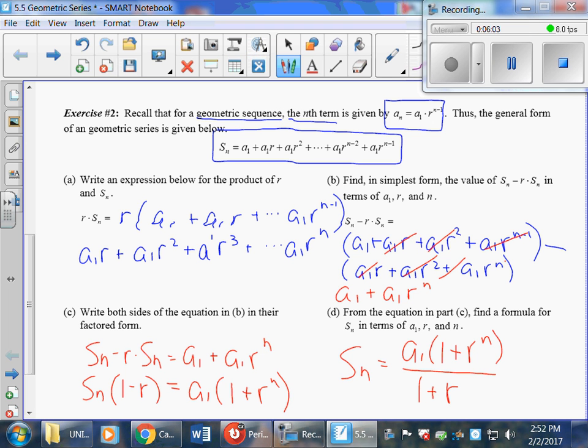All right. So that's where that formula comes from. You'll never be asked to derive it, but we want you to sometimes understand where things come from. So moving on to exercise 3.